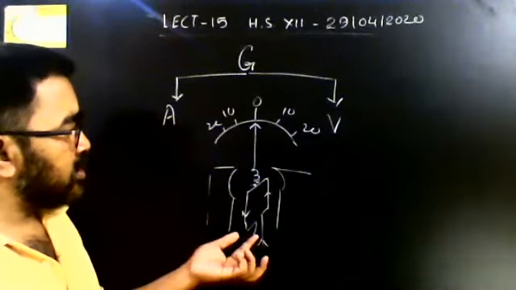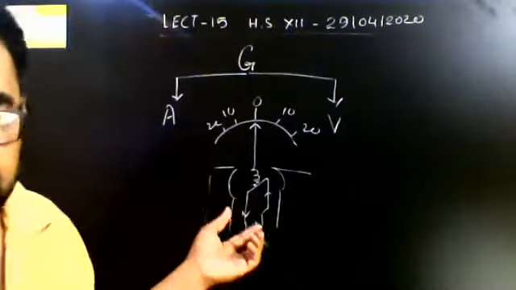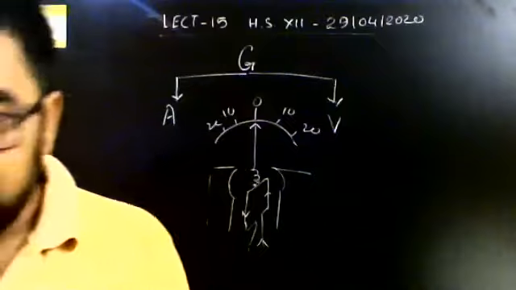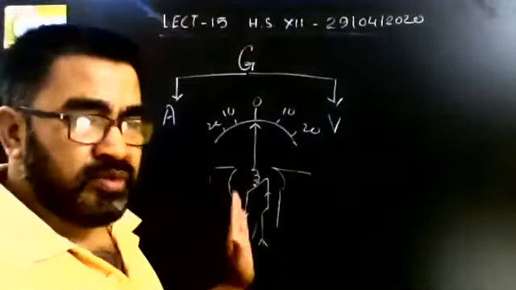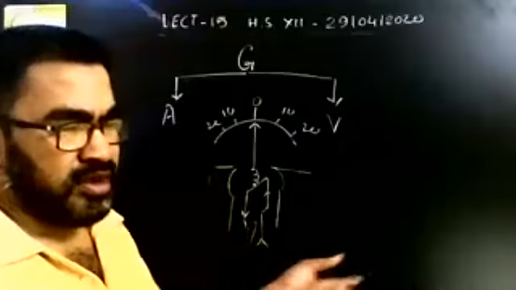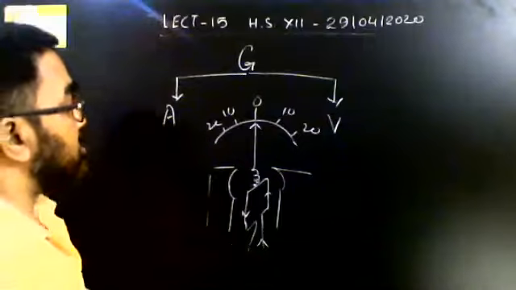So it cannot be used directly as an ammeter or as a voltmeter. So we have to convert it by some modification, right? It is nothing but modification. Some resistance is required. So how can we convert?